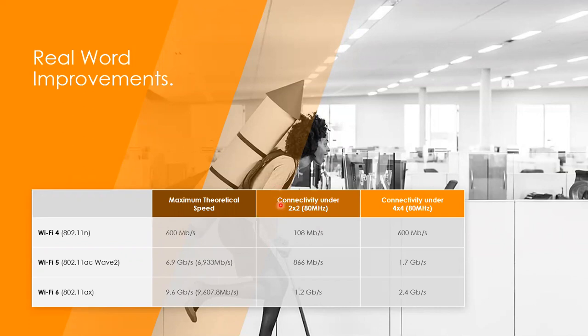And then just showing here with the 2x2 stream, you would get a max 108 megabits per second on Wi-Fi 4, 900 megabits on 11AC, and now up to 1.2 gigabits per second on Wi-Fi 6.